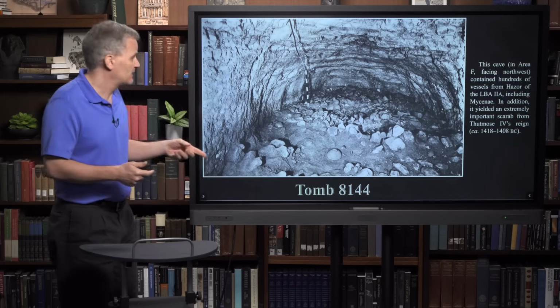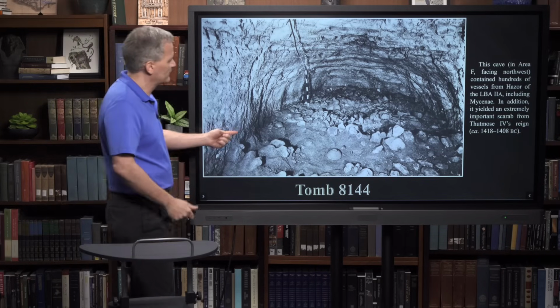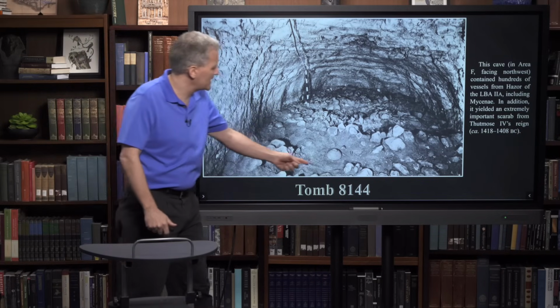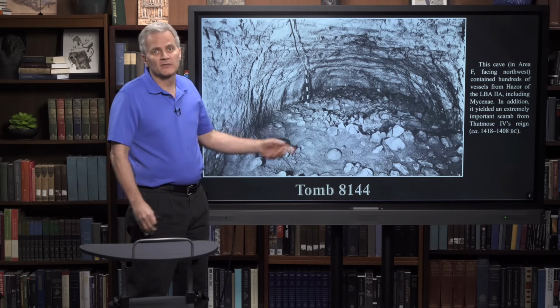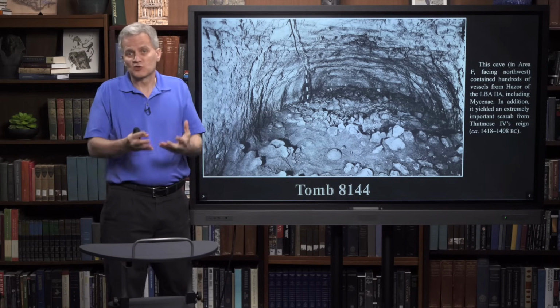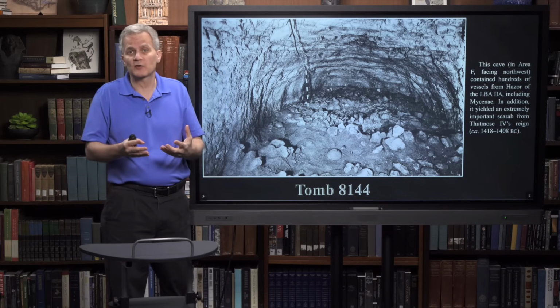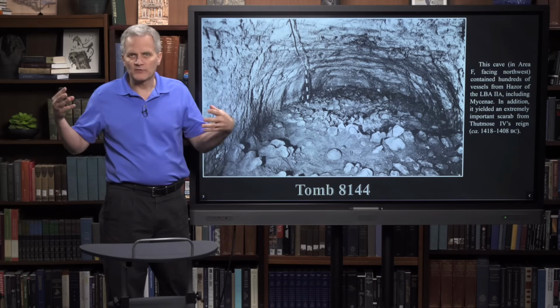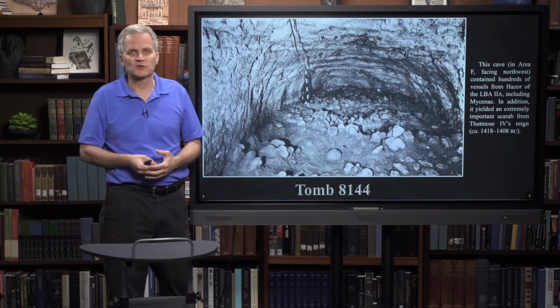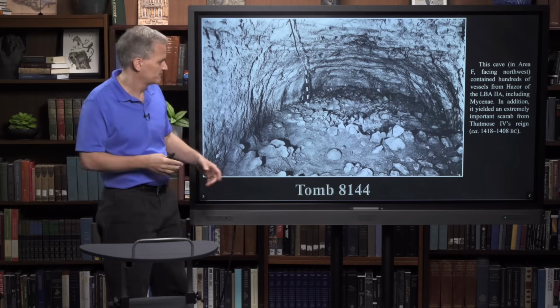So here's a look at Tomb 8144, where these important finds were made, and you can see lots of full, complete pots here as a result of the lack of this tomb having been broken into in antiquity or any time in modern times. So the archaeologists found it with the remains just as it was after the final burials of the tomb.